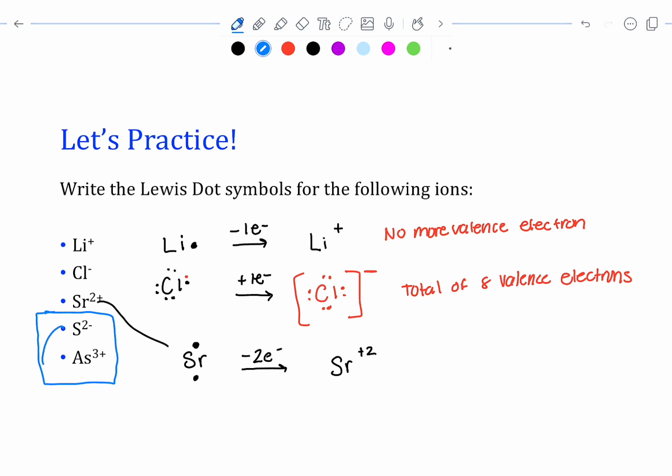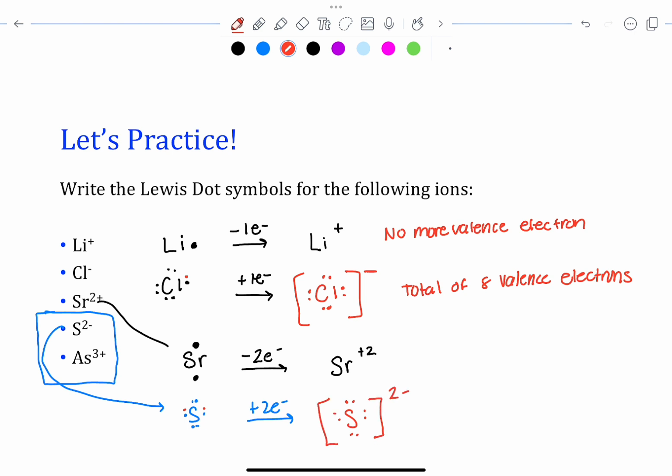So for sulfur, it is in group 6A. We drew this before, so we know it has 1, 2, 3, 4, 5, 6 valence electrons. If I want it to have a 2- charge, I need to add 2 electrons. Those 2 electrons are going to match up with our unpaired electrons, and we're going to be left with sulfur with 8 dots around it, and then a bracket with a 2- charge on the outside.